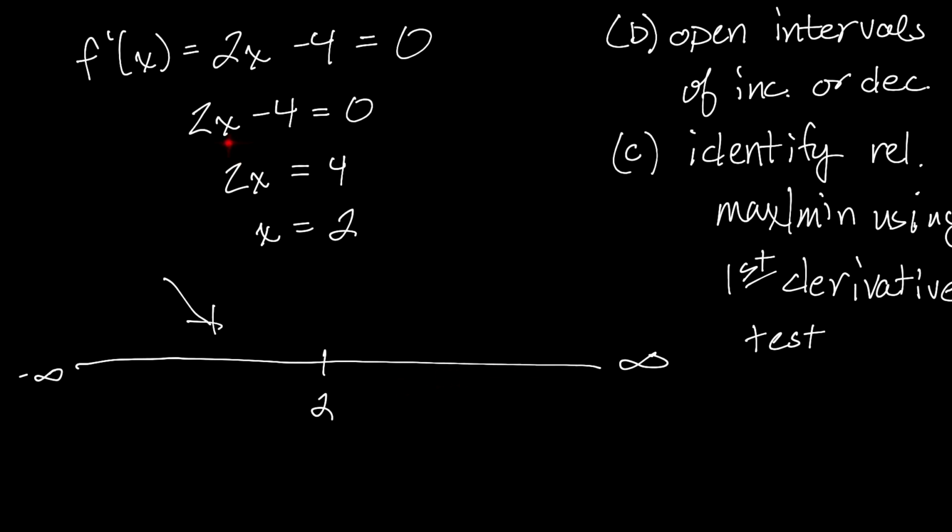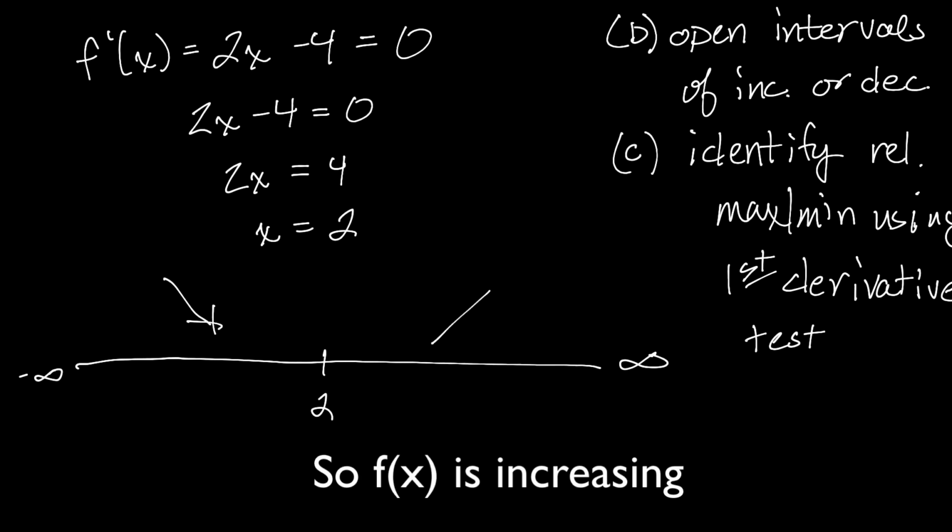Then I'm going to pick my favorite number greater than 2. Say I pick 3. 2 times 3 is 6, and 6 minus 4 is 2. So that's a positive number, which means the function is going up here.